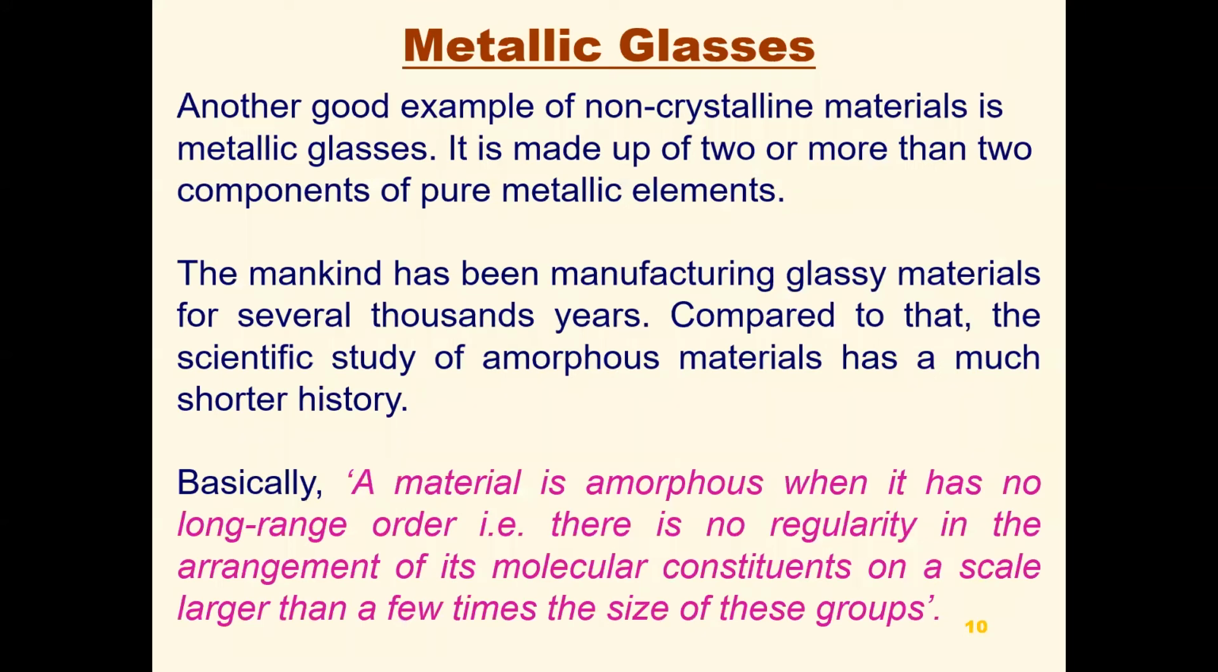Now, another technologically important material in the non-crystalline group is the metallic glasses, or by its more fascinating name, the bulk metallic glasses. This bulk metallic glass is made up of two or more pure metallic elements. Mankind has been manufacturing glassy materials for several thousand years. Compared to that, the scientific study of amorphous materials has a much shorter history.